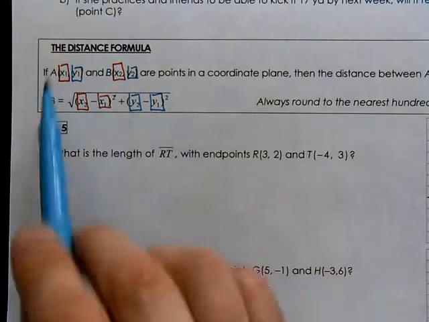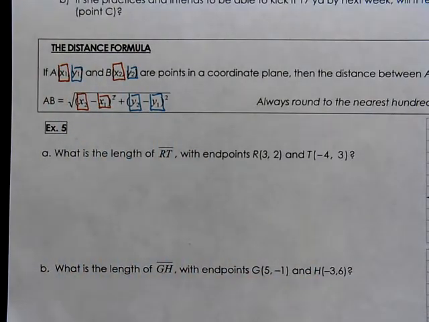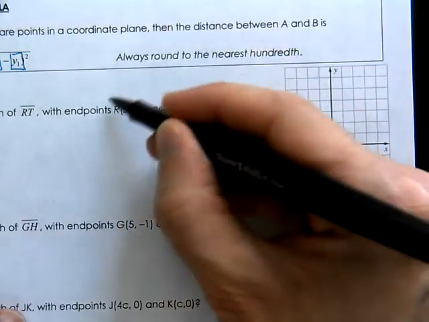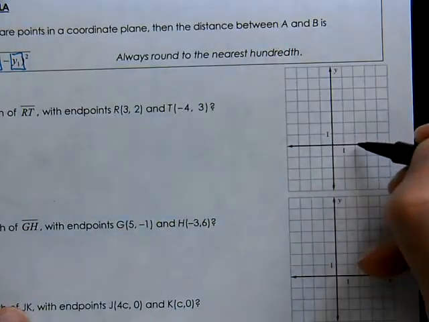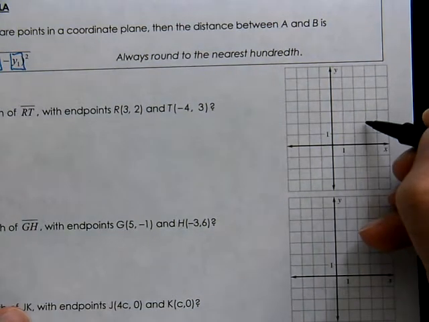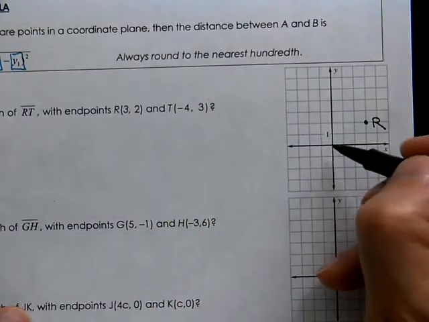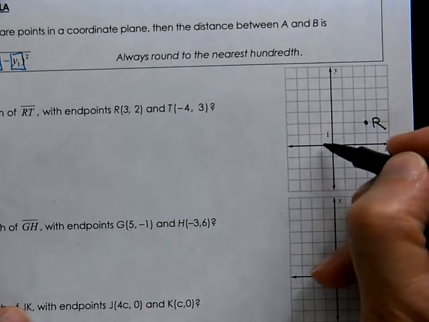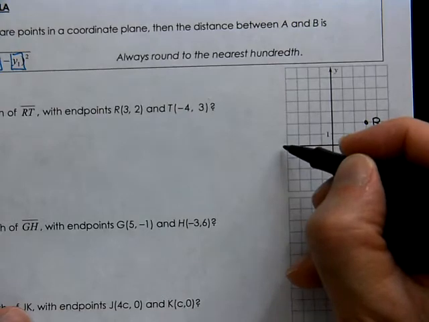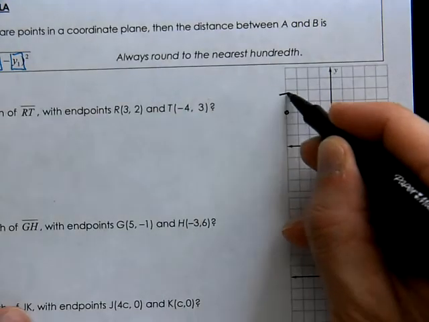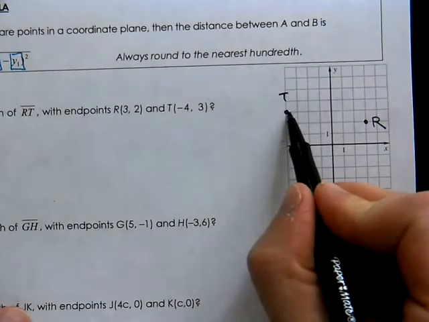Let's start off with the traditional formula for part A. What is the length of segment RT with endpoints at R is (3, 2), and T is (-4, 3)? Let's plot this. R is at (3, 2), so 3 to the right, 2 up, there's endpoint R. And T is at (-4, 3). So from the origin, left 1, 2, 3, 4, and up 1, 2, 3. That's point T.